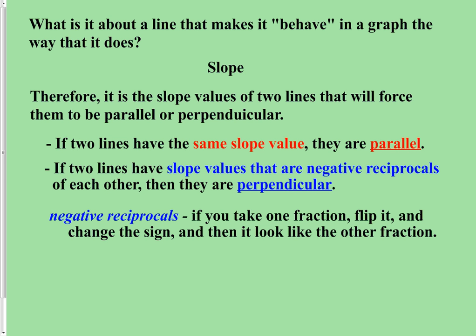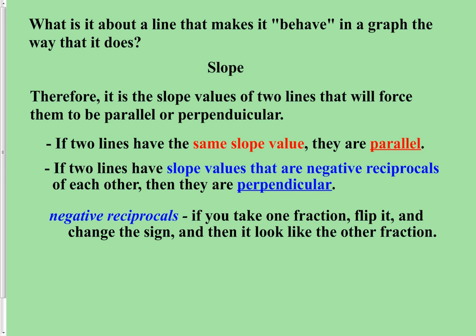So 2 basic rules. If 2 lines want to be parallel to each other, then they must rise and run at exactly the same speed. That means their slopes must be equal. If they want to be perpendicular to each other, they're going to have to hit each other in a particular way. They've got to form a right angle there. And the way that happens is that the 2 slope values need to be negative reciprocals of each other.